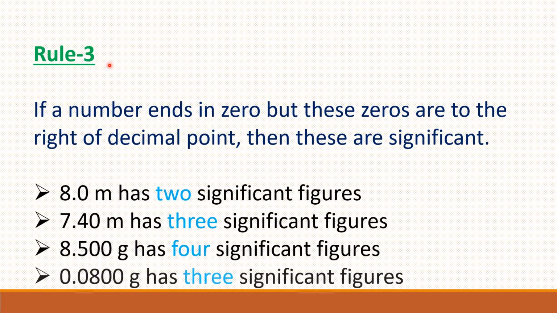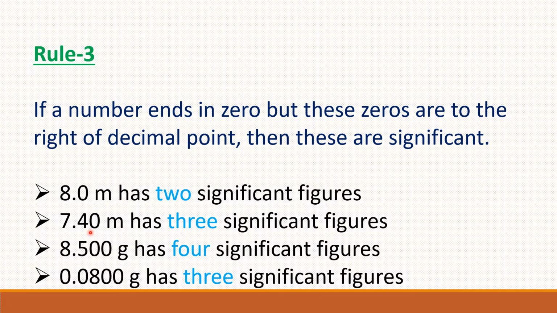Rule 3, one of the important ones. If a number ends in 0, and these zeros are to the right of a decimal point, then they are significant. Any number of zeros to the right of a decimal point is considered as significant. For example, 8.0 meters. The 0 after the decimal point is significant. So, 8.0 meters has two significant figures.